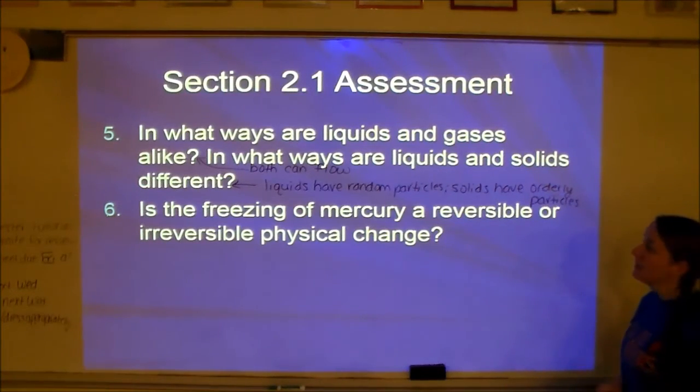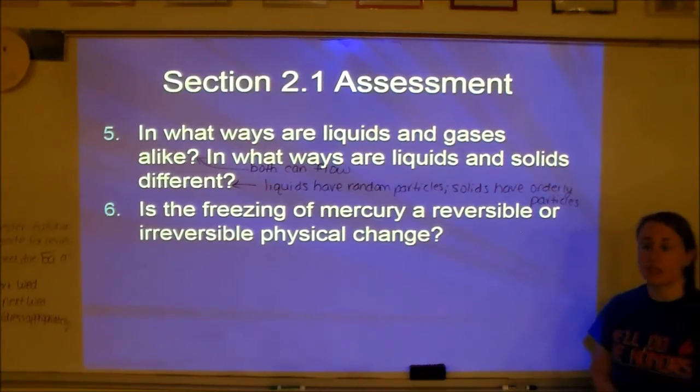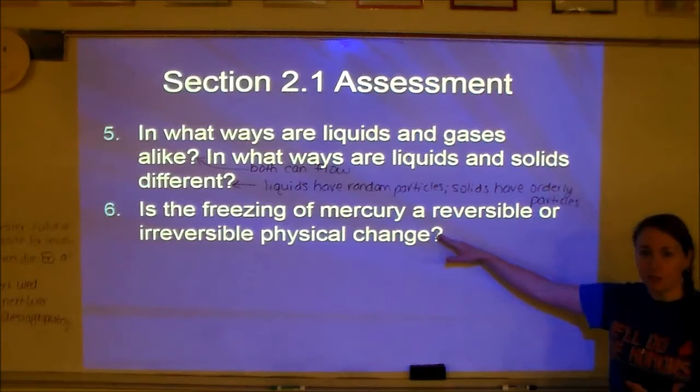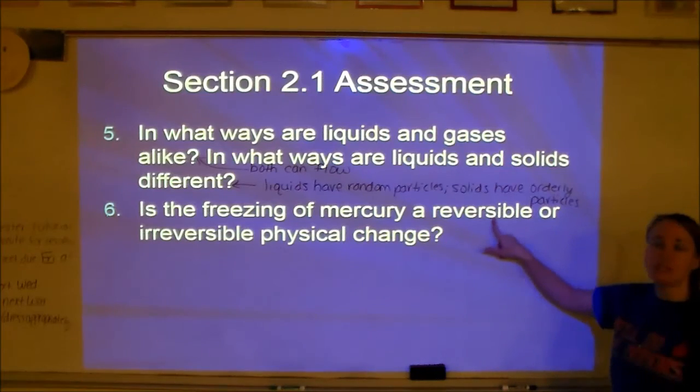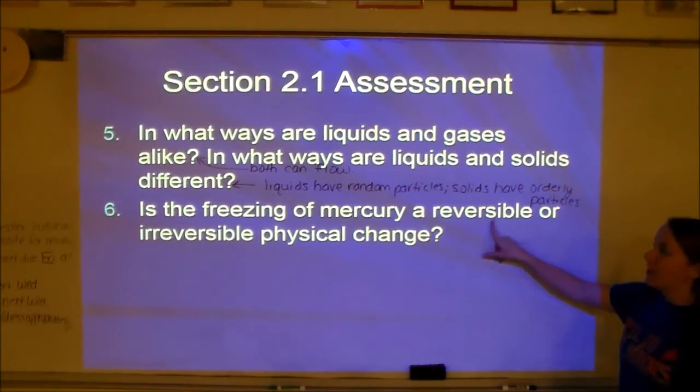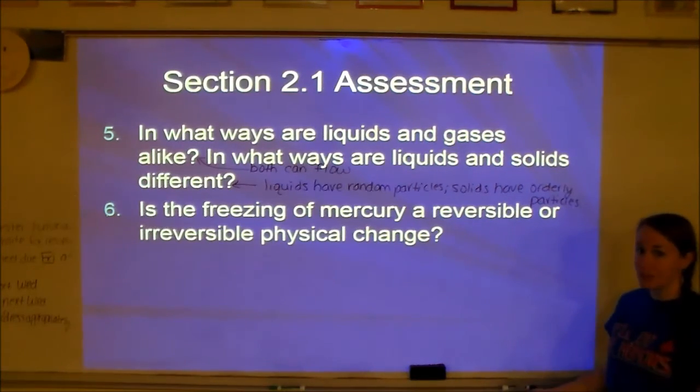All right, so last one, number 6, is the freezing of mercury a reversible or irreversible physical change? Well, if I freeze mercury, could I just heat it up and melt it? Yes, I could. So since I could melt it again, that would be considered a reversible change. All right, so that's section 2.1. Make sure you don't forget to watch the section 2.2, 3, and 4 videos also.